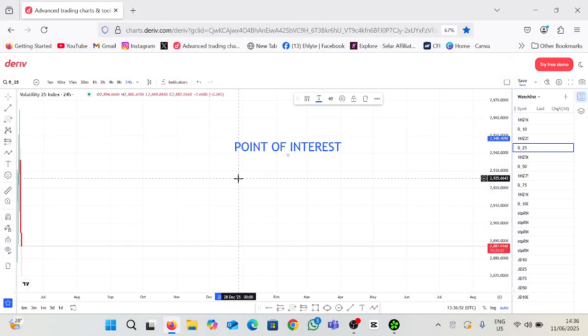Welcome guys. So today's section I'm going to be explaining POI, also known as point of interest. But for the purpose of this class, I'm going to be working with the advanced market structure. I'm going to be explaining POI respectively with the advanced market structure.